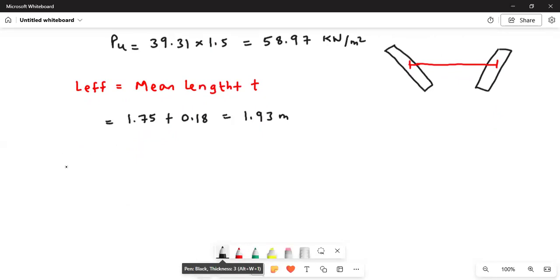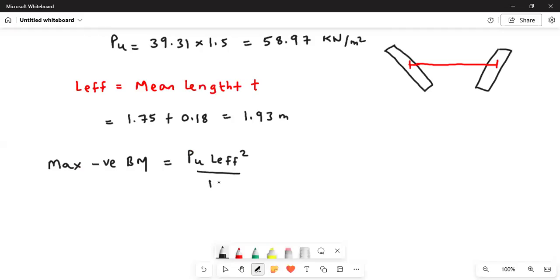The maximum negative bending moment in the sloping slab in the hopper bottom equals Pu into L effective square divided by 12. Here Pu and the effective span are substituted, divided by 12. You are getting 18.30 kilonewton meter.